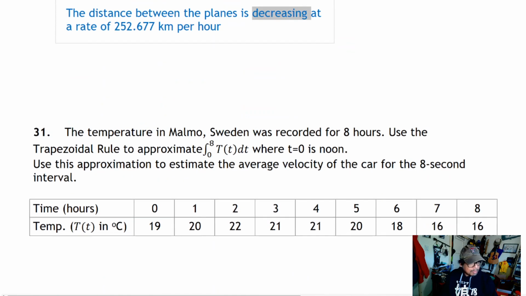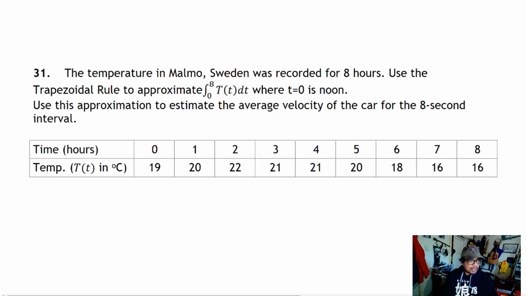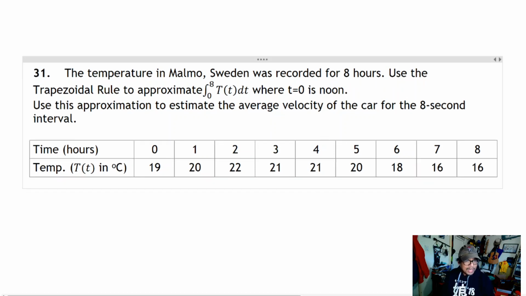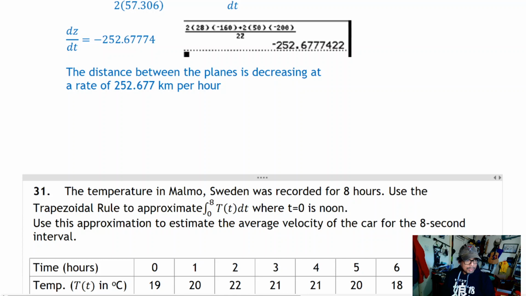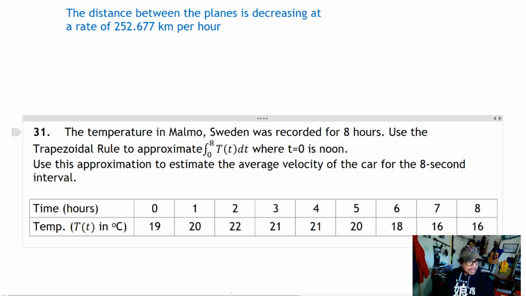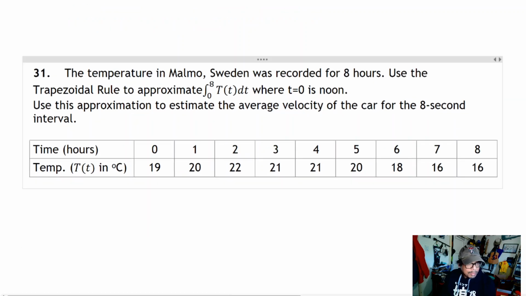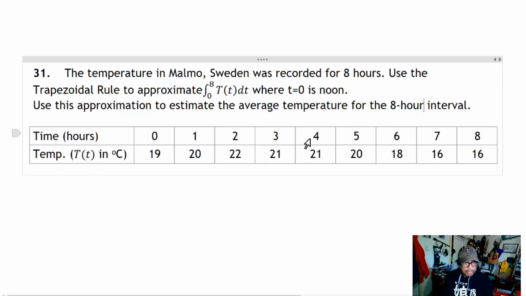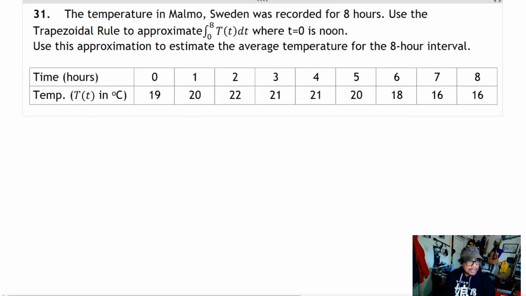So one more problem to do here, and it is the temperature in Malmö, Sweden. We have the temperature in Malmö, Sweden recorded for 8 hours, and we're going to use the trapezoidal rule to approximate this integral. And then this says to estimate the average velocity of the car. I do believe that's a typo. What it really should say is that we're going to estimate the average temperature on this 8-hour period. All right, I think that's easily done.